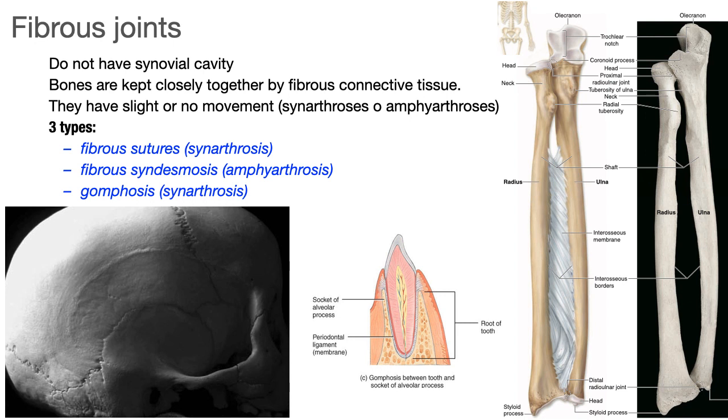Fibrous syndesmosis is where a ligament holds two bones together, like in the case of the ulna and the radius of the forearm. It has little movement, so it's also an amphiarthrosis. A gomphosis is a very special joint only found in the mouth, where a ligament attaches the teeth to the bone, and of course it has no movement, so it's a synarthrosis.